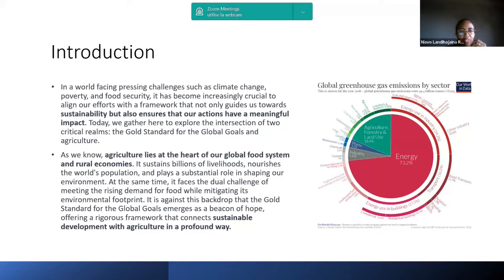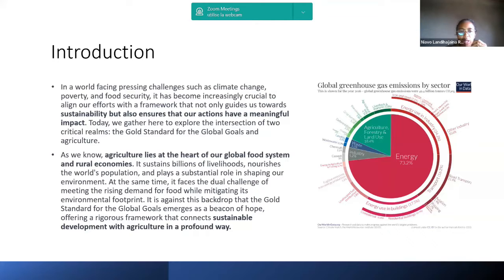In a world facing pressing challenges such as climate change, poverty, and food security, it has become increasingly crucial to align our efforts with a framework that not only guides us towards sustainability, but also ensures that our actions have meaningful impact. Today, we gather here to explore the intersection of two critical realms: the gold standard for the global goals and its application in agriculture.